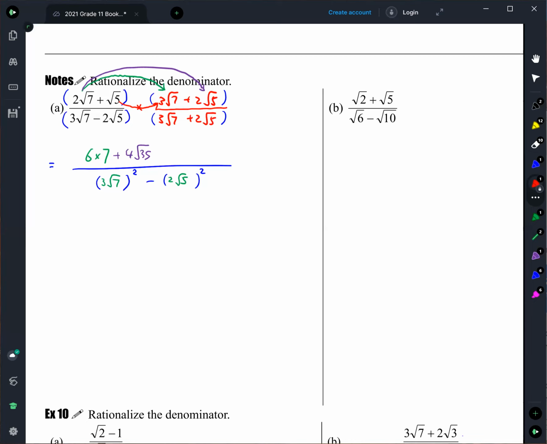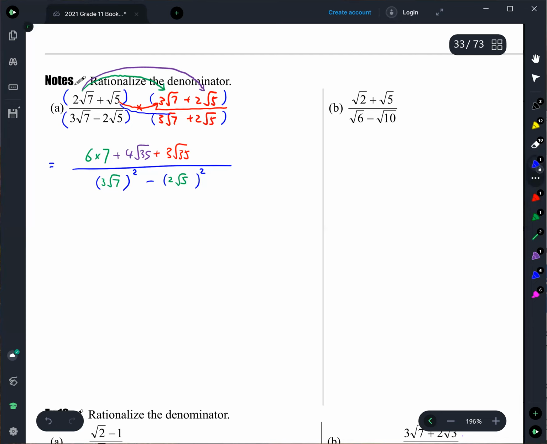3 times root 35. Yeah. Okay. Don't forget the sign. It's plus. And then plus 10. Okay. Good. All right. So the last pair is these two. Right. So that will be plus 10. 2 times 5 for now.